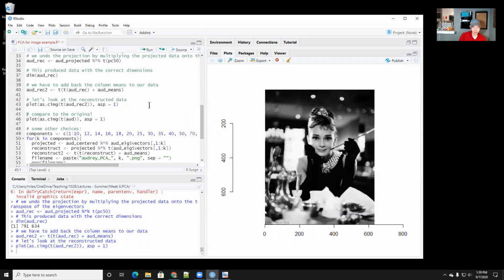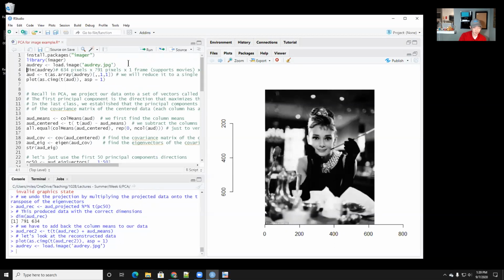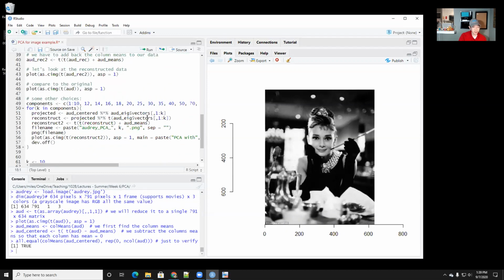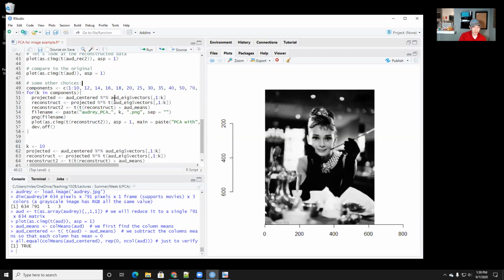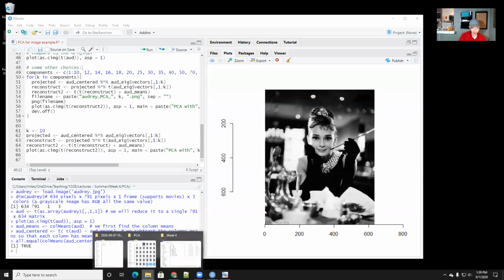So anyway, let me go back and just load up the original. Okay. So what I did was, actually, I'm not going to run this, but I said, well, what would happen if instead of keeping 50 principal components, I keep only one principal component? What happens if I keep only one principal component?